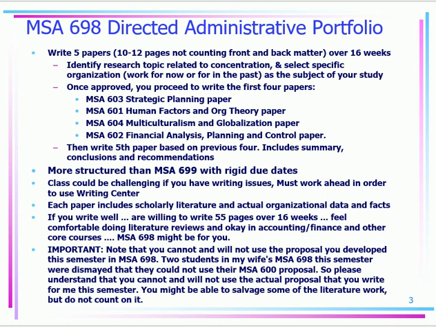It's more structured, 698, than 699. It has very rigid due dates. In my class, I take off 5 points for 1 day, 10 points for 2 days, 15 points for 3 days late, and then 0 after that. And there's no exceptions, none. And so it's a very rigid format, and most instructors are teaching it that way.